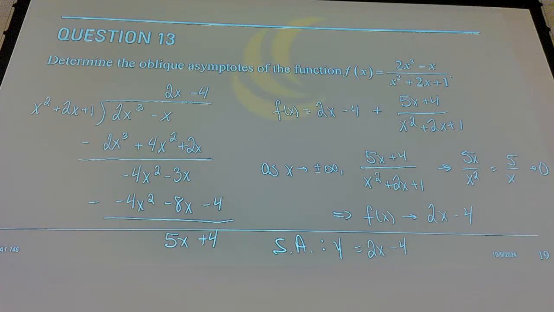By the way, you can still determine whether your function crosses the slant asymptote by setting your function equal to it and solving for x. It's just a bit more difficult now, algebraically speaking. Any questions?